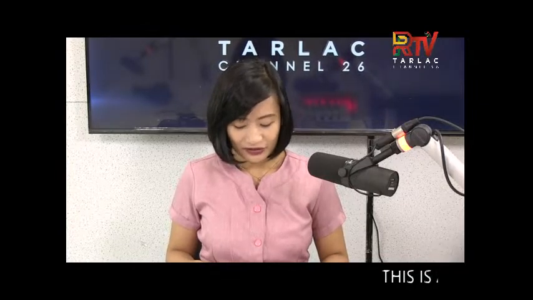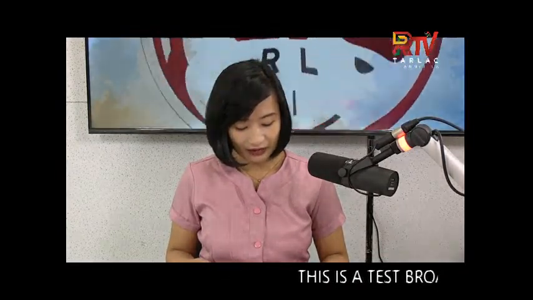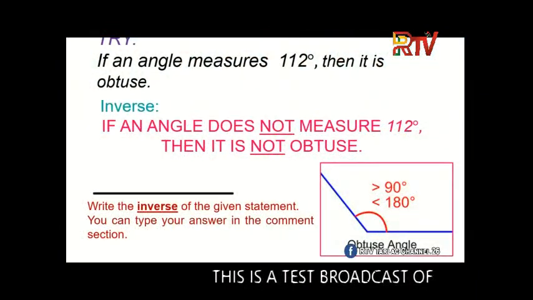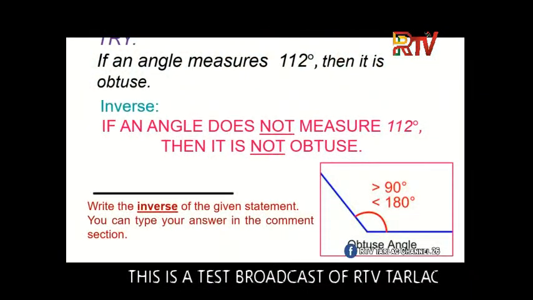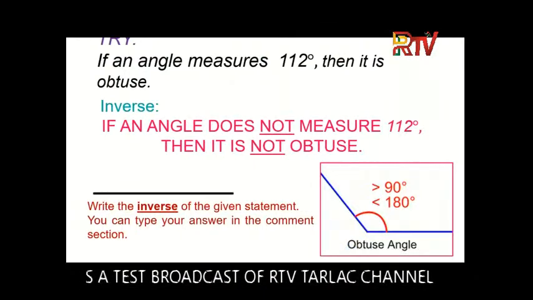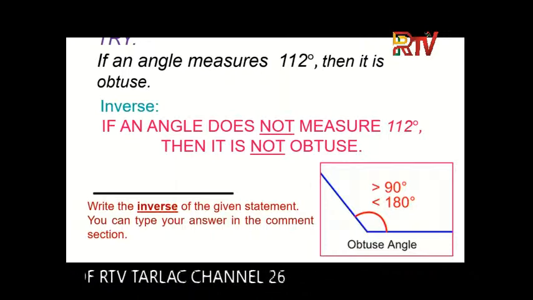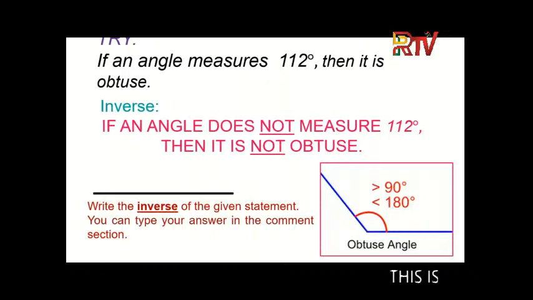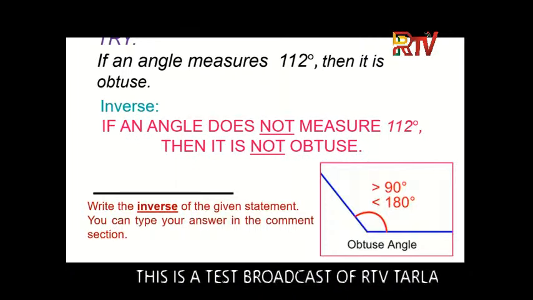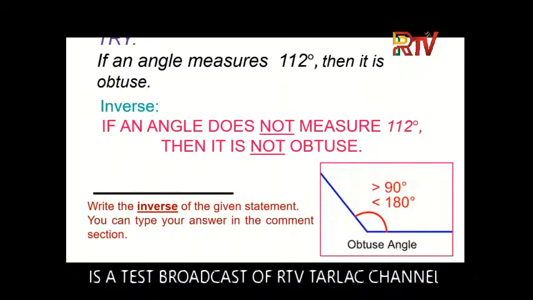Let us check your answer. The inverse of our statement, if an angle measures 112 degrees, then it is obtuse, is, if an angle does not measure 112 degrees, then it is not obtuse. Is that your answer too? Very good. I hope that you can still follow with our discussion.